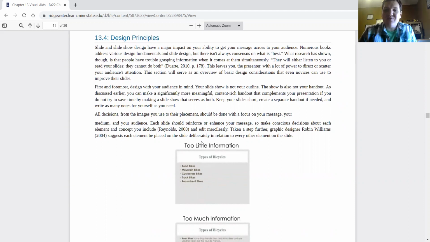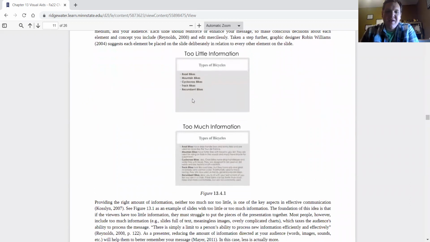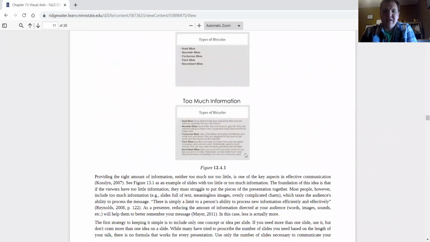So with a slide, you really should use some images, some visuals to attract the audience and not just have words on it. You may have some words, but you also want to balance it out with some pictures. So here, types of bicycles, you have just bullets. This is too little information. It's kind of boring. Some pictures of those different types of bicycles, or at least one of those types, would be a little more engaging for the audience. And then this is too much information detailing what each of those are. This is where the audience is going to have to read the presentation. It's not effective where you may be reading off the slides.